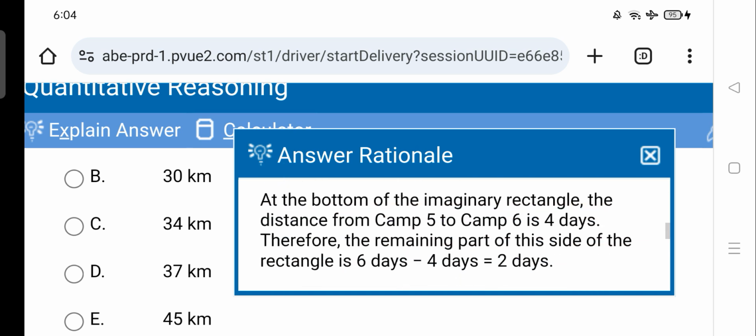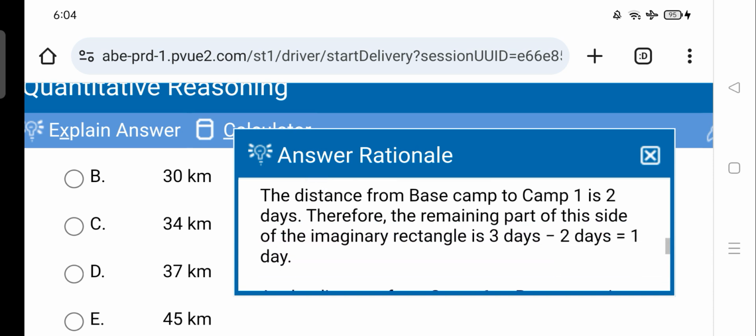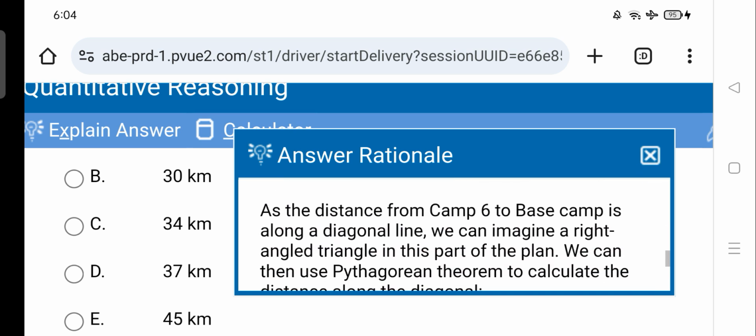So at the bottom of the imaginary rectangle, the distance from camp 5 to 6 is 4 days. Therefore, the remaining part of this side of the rectangle is 6 days minus 4 days equals 2 days. So the distance from base camp to camp 1 is 2 days. Therefore, the remaining part of this side of the imaginary rectangle is 3 days minus 2 days equals 1 day.